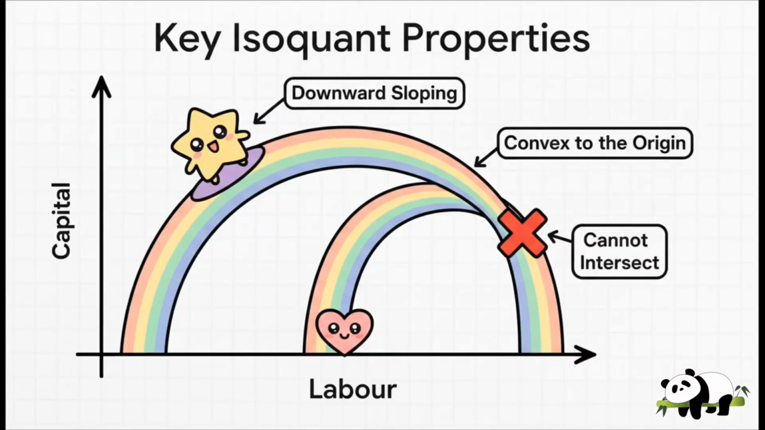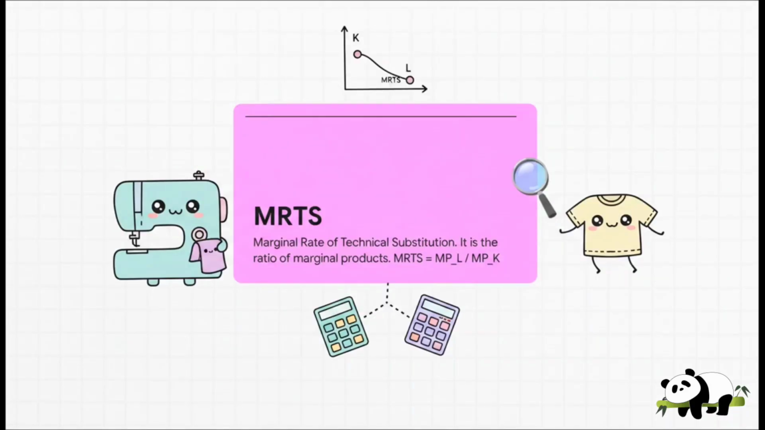And just like indifference curves, they have some key properties you have to remember. They slope down because, hey, if you hire more people, you probably need fewer machines to get the same job done, right? They're convex, which just reflects that it gets harder and harder to substitute one for the other. And they can never, ever cross. And that downward slope? That has a name. It's the MRTS, or the marginal rate of technical substitution. It's just a fancy way of saying, how many machines can I give up if I hire one more worker and still make the same number of t-shirts? And the formula you need to remember is that the MRTS is just the marginal product of labor divided by the marginal product of capital.